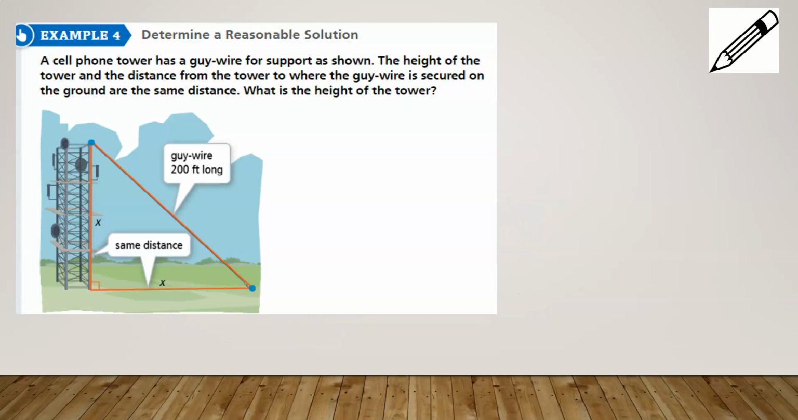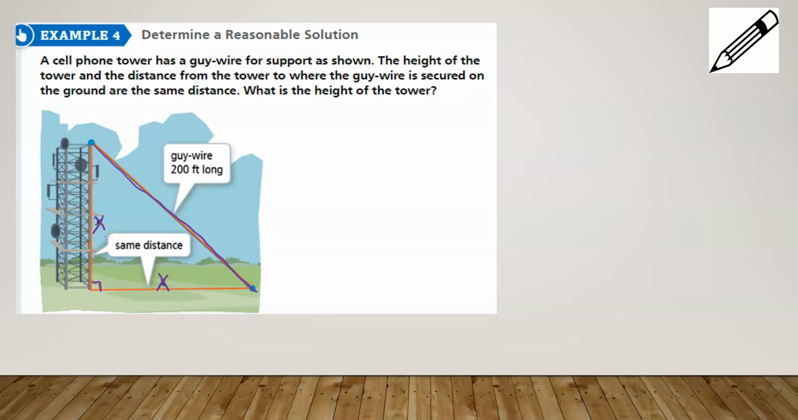We're going to finish up just by looking at a real world example. We have a right triangle right here. Okay, so perfect right triangle. Cell phone tower has a guy wire. It's just a wire that goes from here to the ground to support. The height of the tower and the distance from the tower to where the wire is secured on the ground are the same distance. So this is x and this is x.